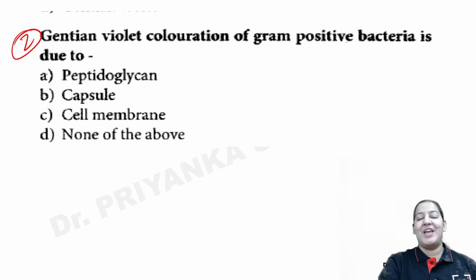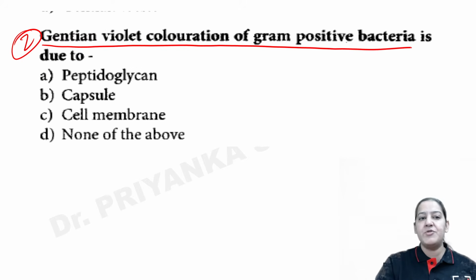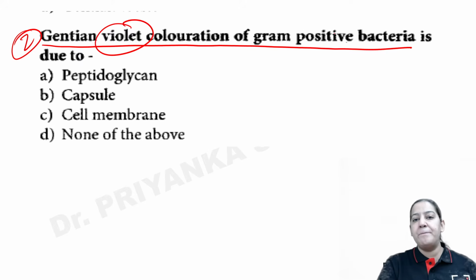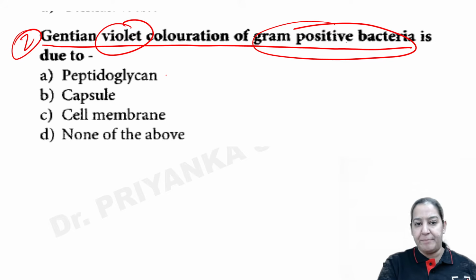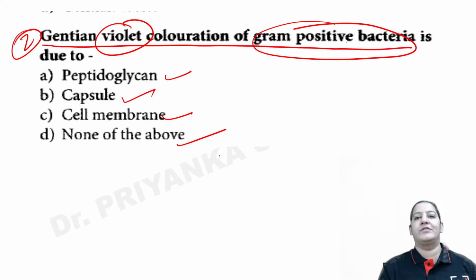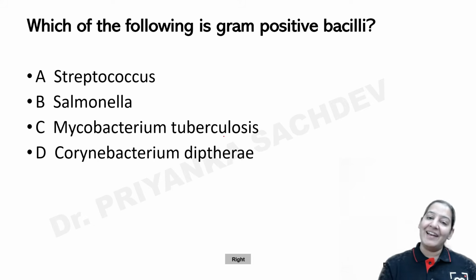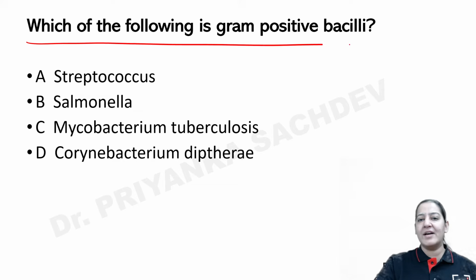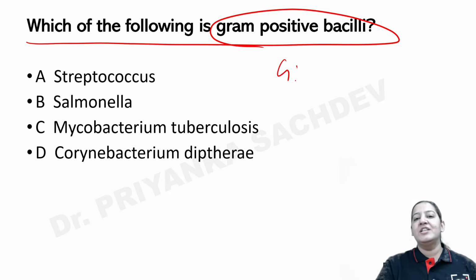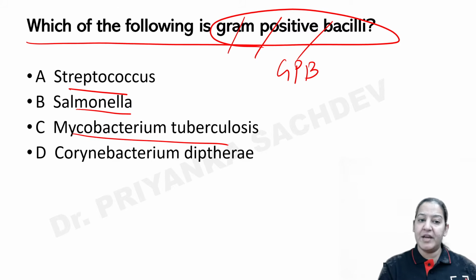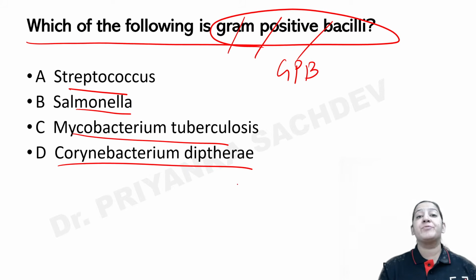This is question number 2. Gentian violet coloration of gram positive bacteria is due to what? Is it due to peptidoglycan content, due to capsule, due to cell membrane, or none of the above? And the third question: which of the following is a gram positive bacilli, GPB? Is it Streptococcus, Salmonella, Mycobacterium tuberculosis, or Corynebacterium diphtheriae?